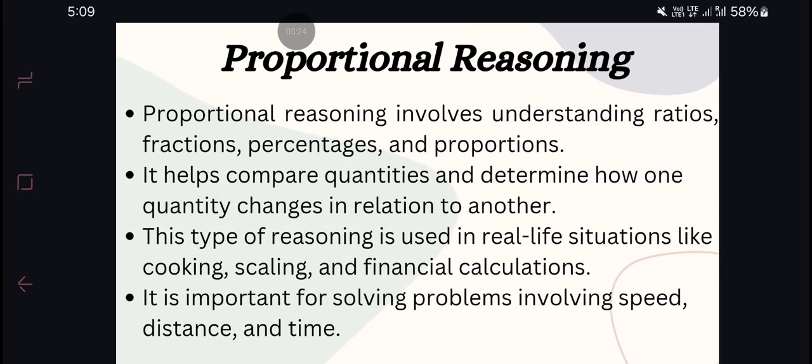Last but not the least is proportional reasoning. So proportional reasoning involves understanding ratios, fractions, percentages, and proportions. It helps us compare quantities and understand how one quantity changes in relation to another. We use proportional reasoning in real life situations such as cooking, calculating discounts, and determining speed and distance. It is very important in solving problems involving relationships between quantities.